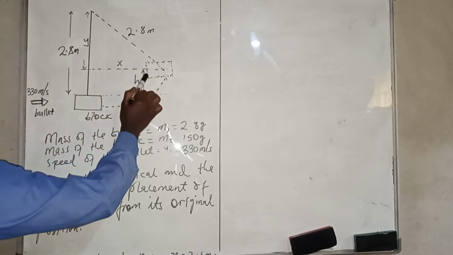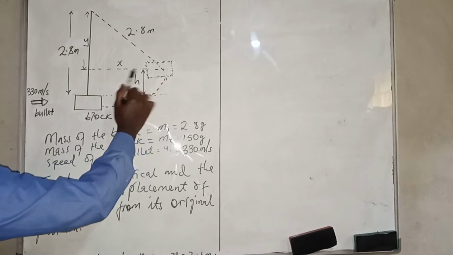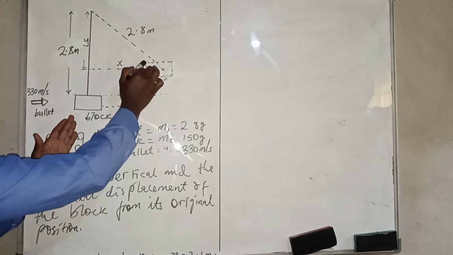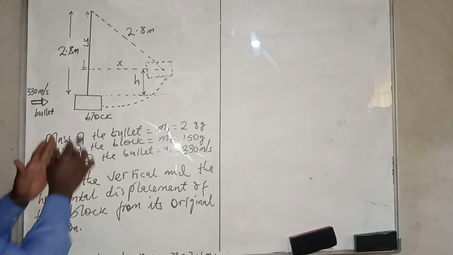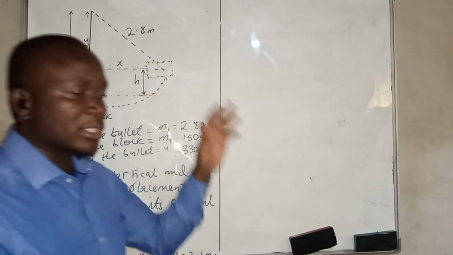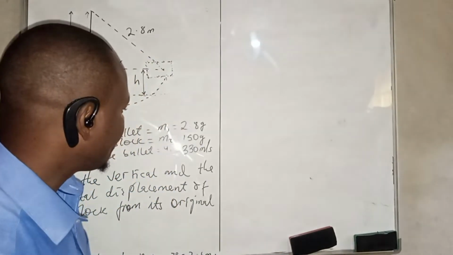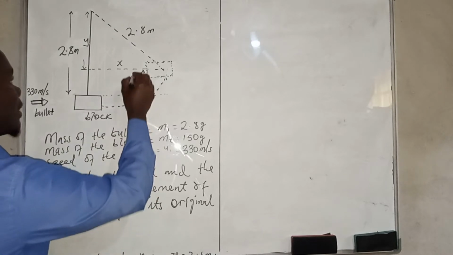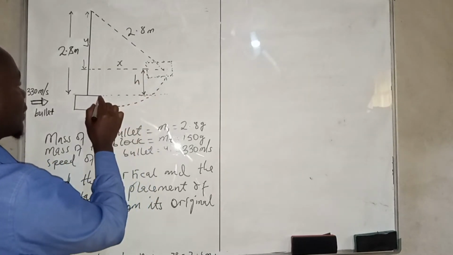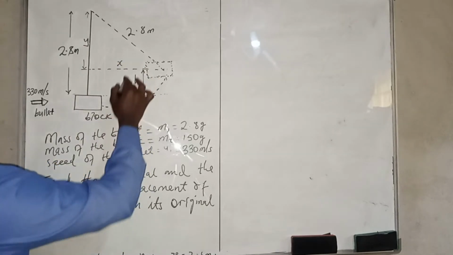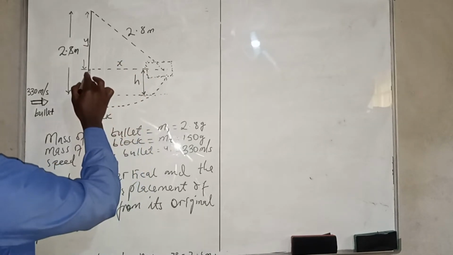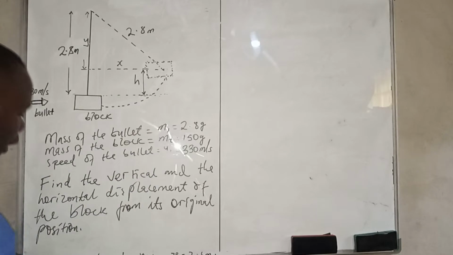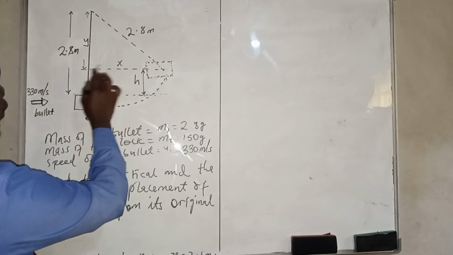Then the final position is this one, which is the position it attains after being moved from this position because of the bullet. In order for us to find this, we need the vertical displacement, h, from this position to this position, and then the horizontal displacement, from this position to this position.